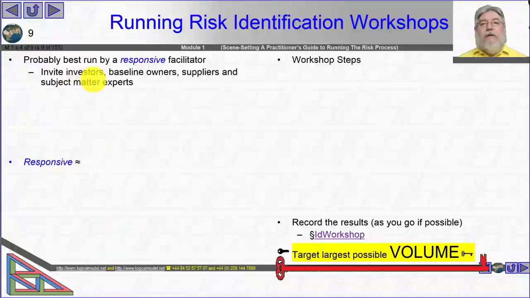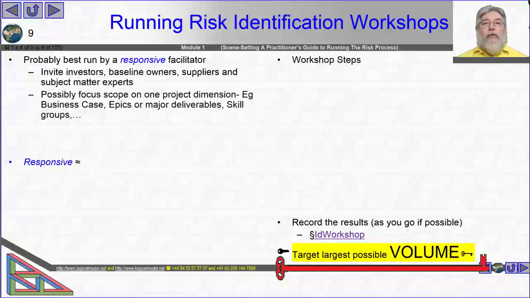So we're going to invite investors, owners of baselines, so people who have resources or budgets or are responsible for delivering against agreements, suppliers, subject matter experts. It's also sensible to have somebody who doesn't know the topic area because they'll ask the innocent questions. And what we're going to do is focus on the project's potential for things to go better or worse than expected in a number of different dimensions. So, for example, the business case. What could happen that would promote larger benefits or delay the production of deliverables and thus delay benefits?